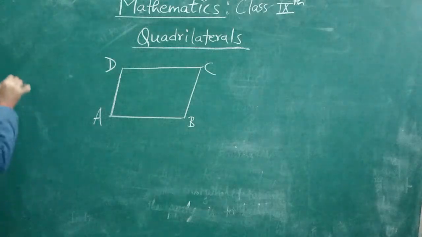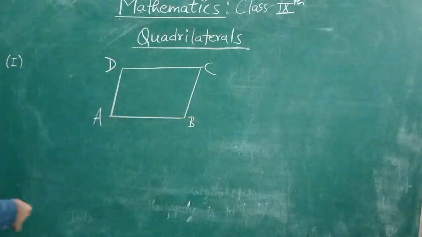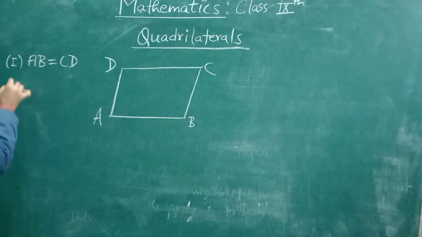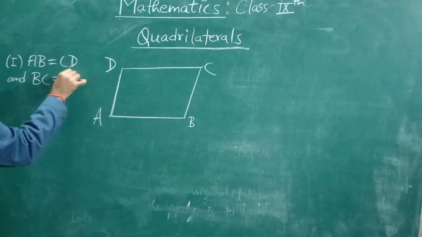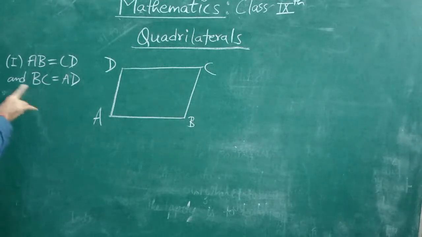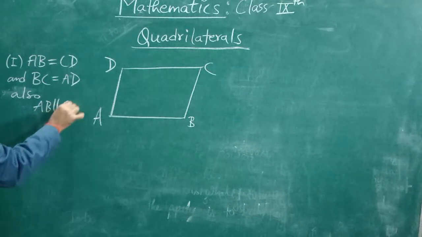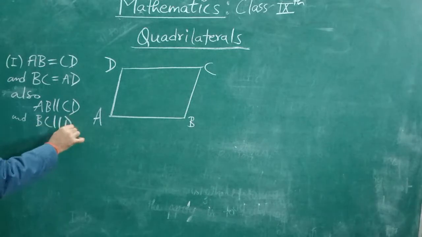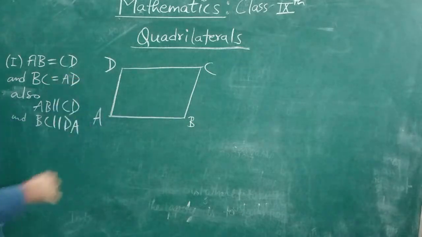In a parallelogram, the first property is that the pair of opposite sides will be equal. AB is equal to CD, BC is equal to AD, and also parallel. Also AB is parallel to CD and BC is parallel to DA. Opposite sides are equal and parallel.